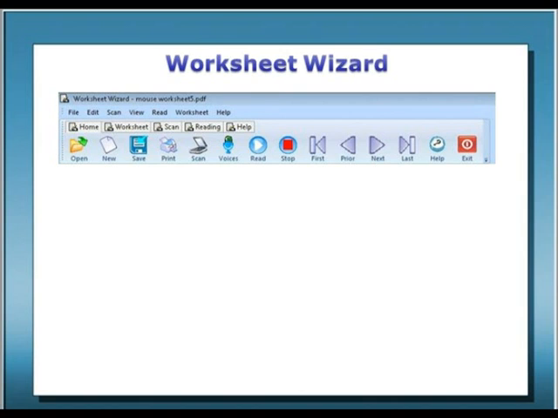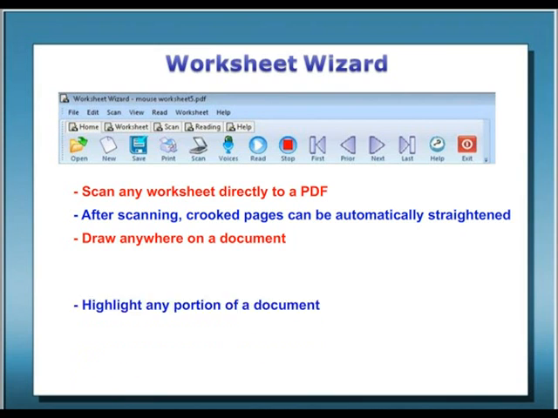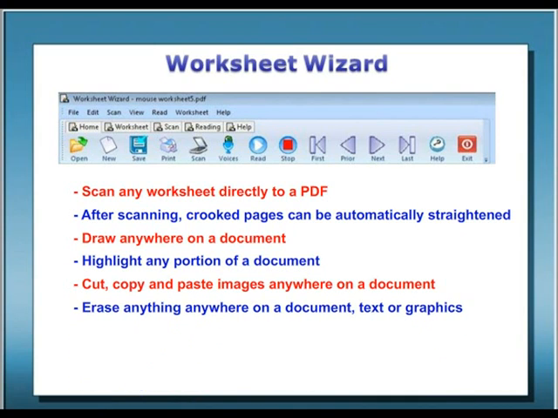The power of Worksheet Wizard is truly amazing. You can scan any worksheet directly to a PDF. After scanning, crooked pages can be automatically straightened. Draw anywhere on a document. Highlight any portion of a document. Cut, copy, and paste images anywhere on a document. Erase anything anywhere on a page, either text or graphics.